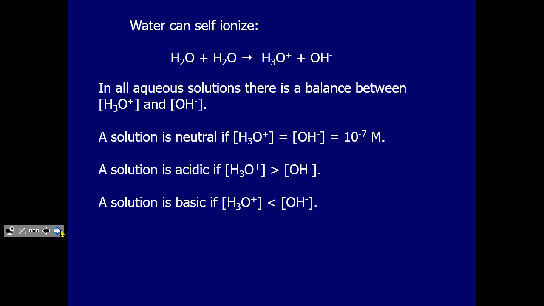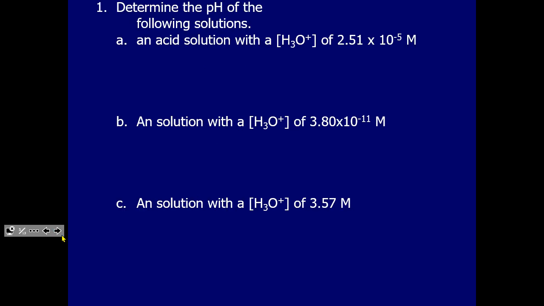We good to go? All right. So just write determine the pH. And the statement that says an acidic solution with, don't care about that. I'm just telling you that the H3O plus is 2.51 times 10 to the minus 5 moles per liter. Again, with the second one, don't worry about a solution with.